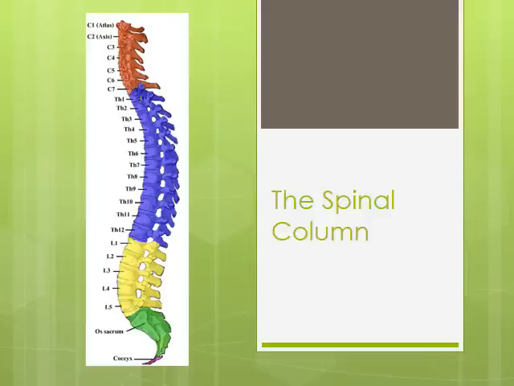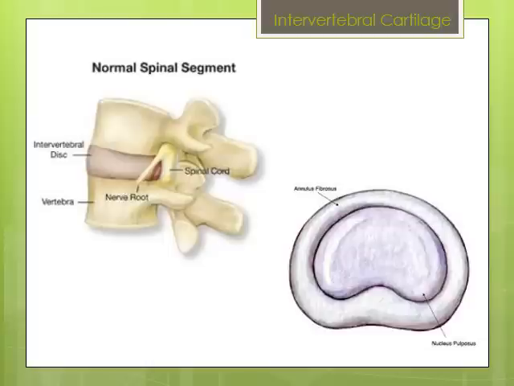Spinal column is the center of the axial skeleton. It gives the rest of our body structure and stability and protects our spinal cord from injury. The spinal column is divided into three parts: cervical, thoracic, and lumbar. The intervertebral disc is made of fibrocartilage, which absorbs shock that could otherwise damage our vertebrae.